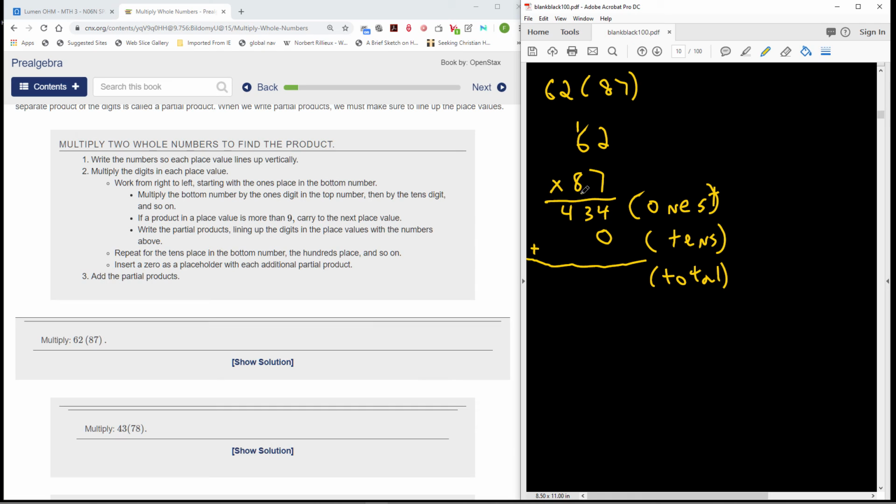Now I want to multiply by the number of tens, so I shift it over. So the results will be counting the number of tens. So I have here 8 times 2 is 16. Carry my 1. 6 times 8 is 48, plus 1 is 49. And it gives me my number of tens.